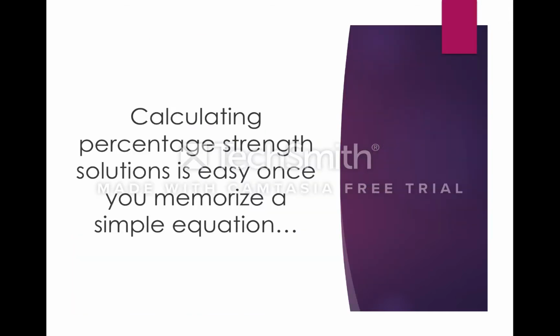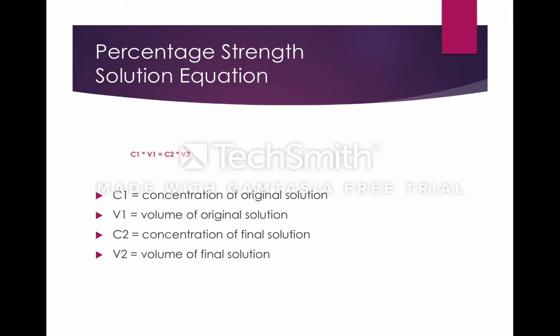Calculating percentage strength solutions is really easy once you memorize one simple equation. And that equation is C1 times V1 equals C2 times V2. Each one of those variables stands for what's listed below here. C1, the concentration of the original solution, V1, the volume of the original solution, C2, the concentration of the final solution, and V2, the volume of the final solution.